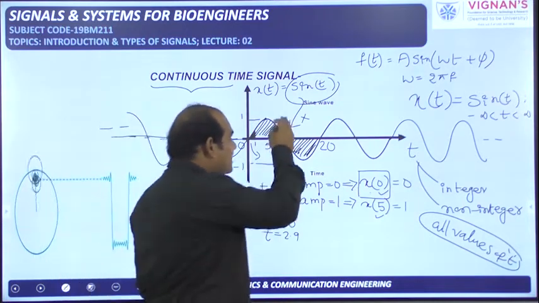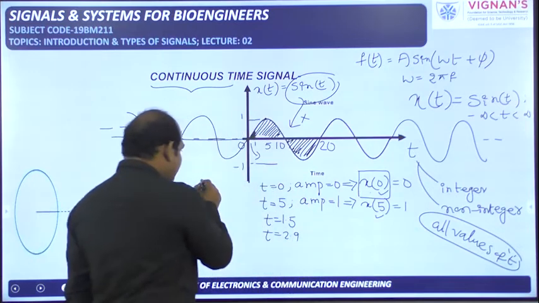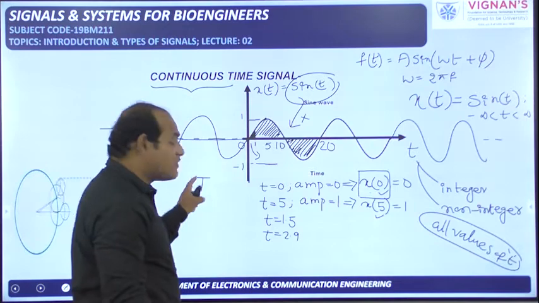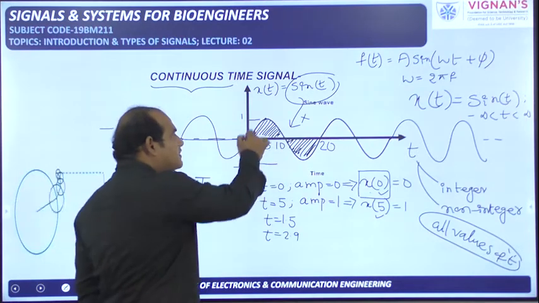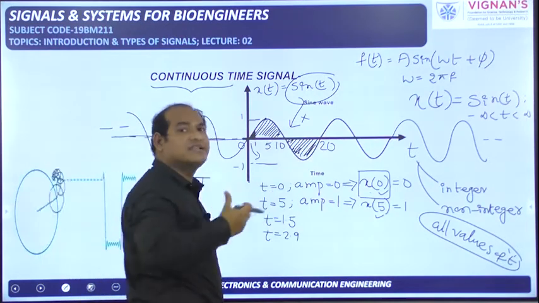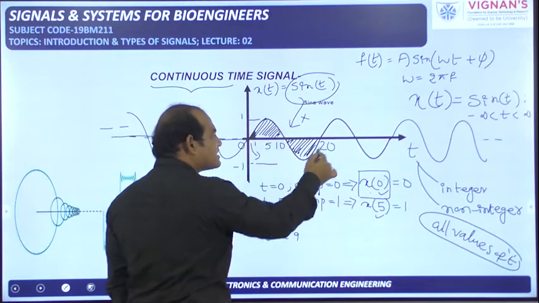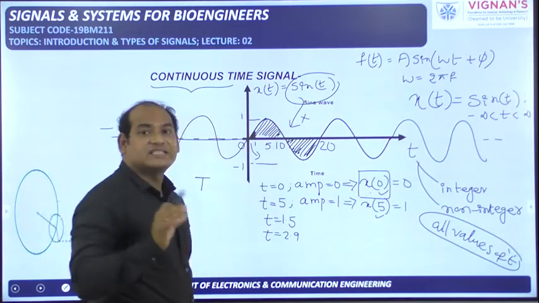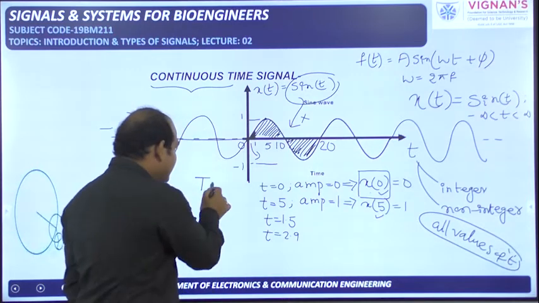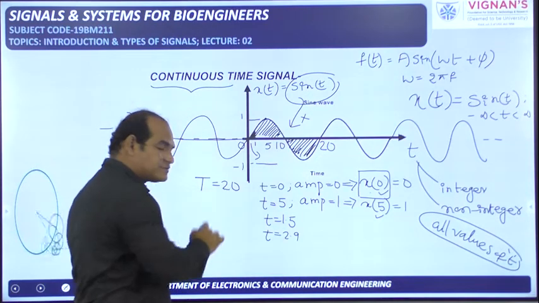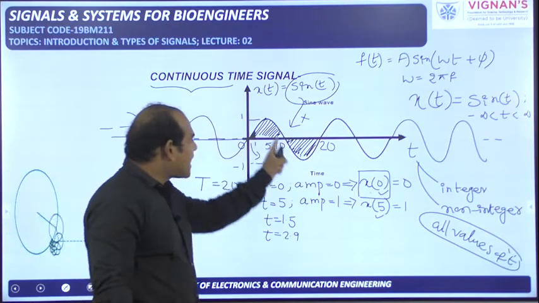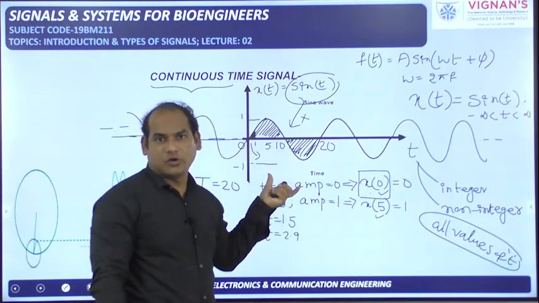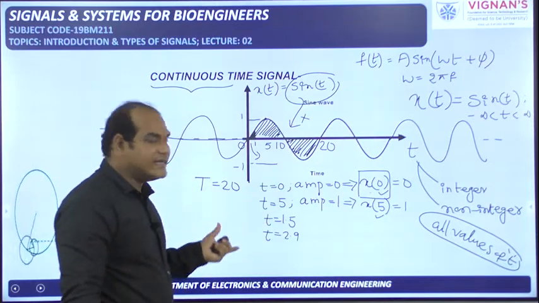For every periodic signal, a time period is defined: the fundamental time period, capital T. How to define it? For how many seconds is this particular pattern available? This particular pattern is available from 0 to 20 seconds. So 20 minus 0 means it is available for 20 seconds. That's why its time period is 20. We have to take the minimum value, so that is 20.